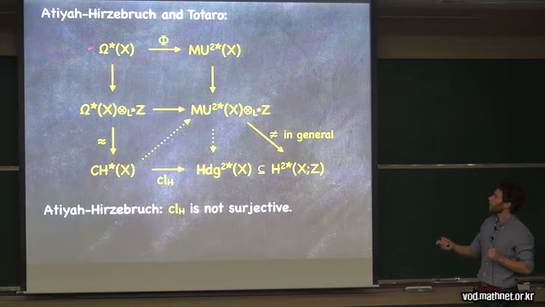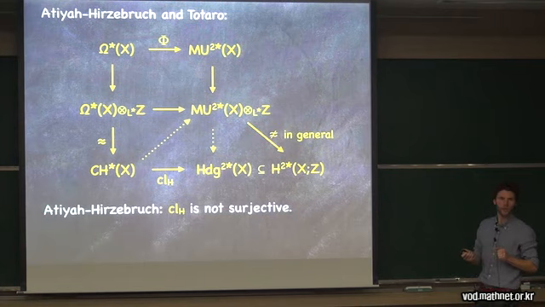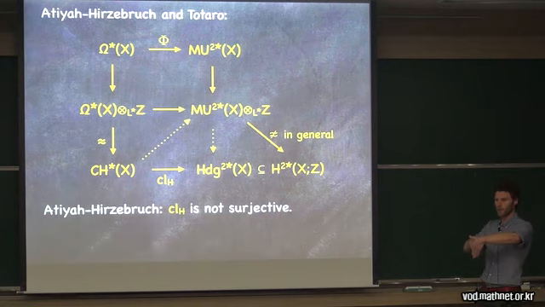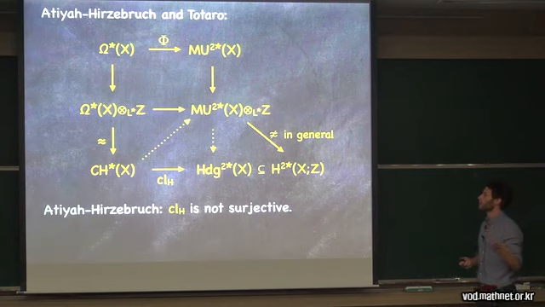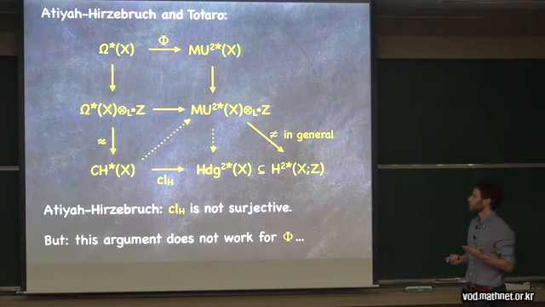But now if we wanted to copy this argument for this situation, we don't have a corresponding thing here on the top. We don't get an automatic topological obstruction for something in the image. So we need a new idea for that. Unfortunately, I don't yet have the new idea, but I wanted to tell you how this works. As I said, this argument doesn't work for phi.